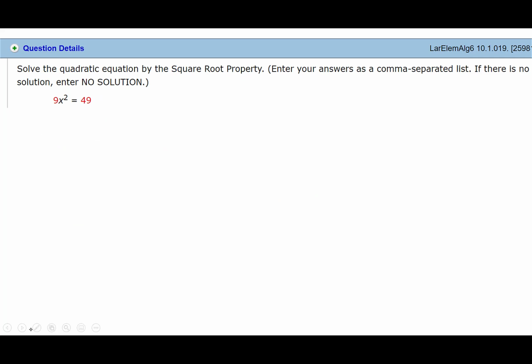Okay, take a look at this example. 9x squared equals 49. Even though 9 is a perfect square number, the only part of the term that is really being squared right now is this x squared again. So divide both sides by 9. We'll have x squared equals 49 over 9.